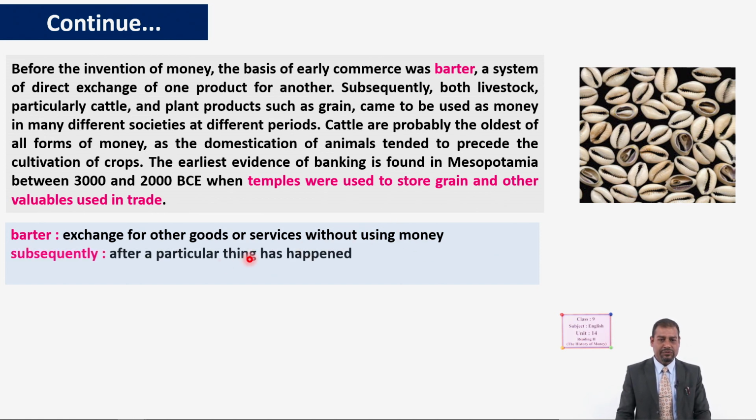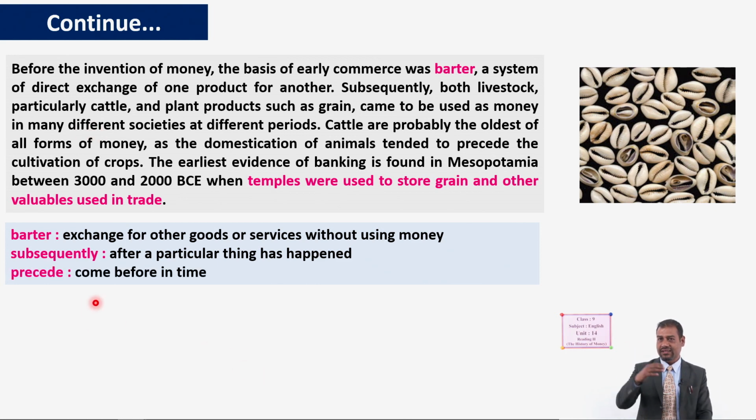Good. If so, we have another unfamiliar word here, subsequently. What does it mean? It might be unfamiliar for you. It means after a particular thing has happened. So something happened, then as a result, so you can find both livestock, particularly cattle, and plant products such as grain came to be used as money. Okay, the same thing. Next, precede. Precede means that takes place before something, come before in time.